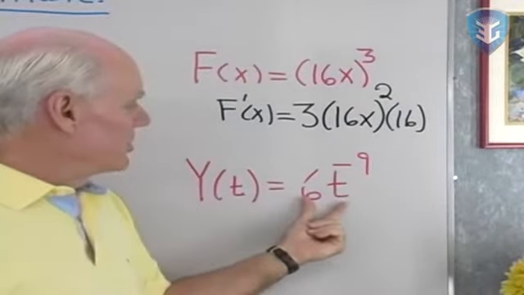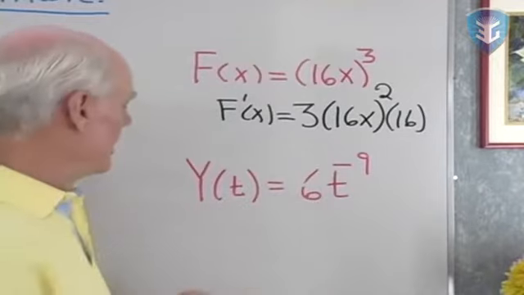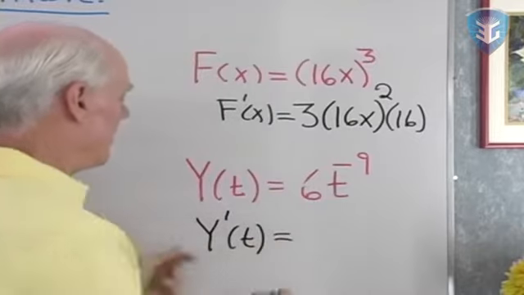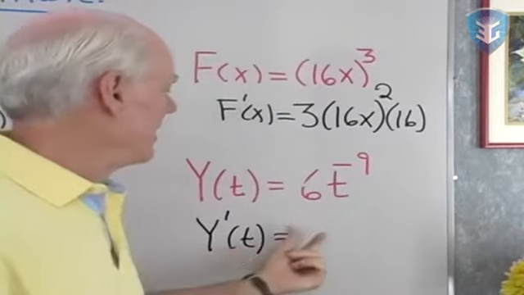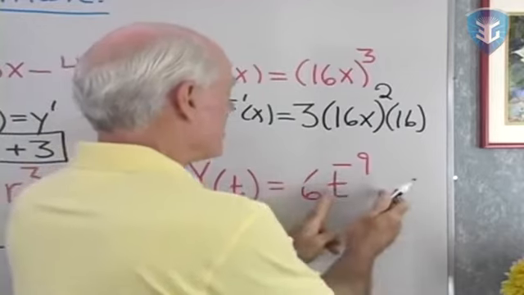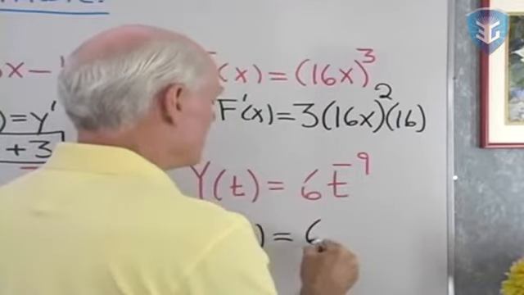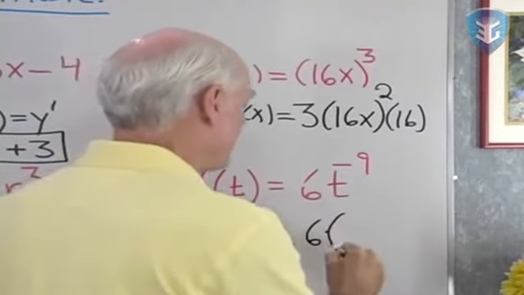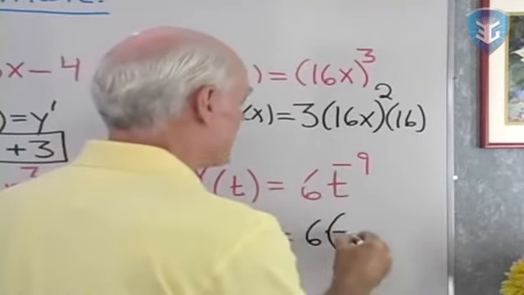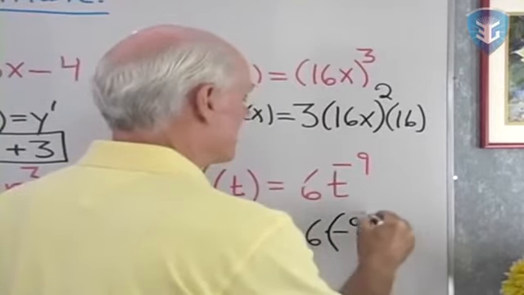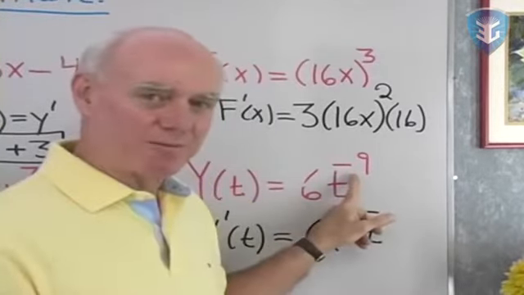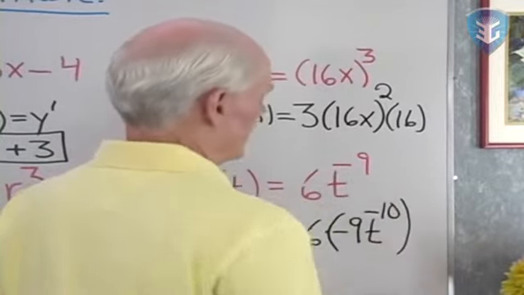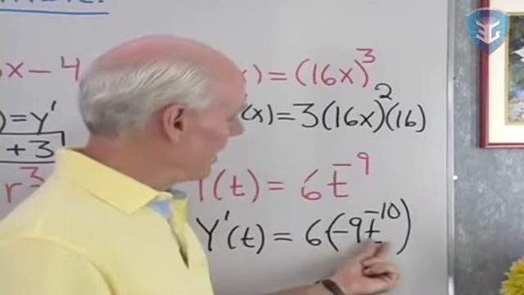y of t is equal to 6t to the negative 9. So I'll take y prime of t, meaning I'm differentiating y with respect to t. I have a constant times a function of t, so I'll just have 6, that constant, times the derivative of that function. Now when I differentiate t to the negative 9, it's negative 9 t to the negative, I have to subtract 1 from that exponent, negative 9 minus 1, negative 10. So here I have 6 times negative 9t to the negative 10.